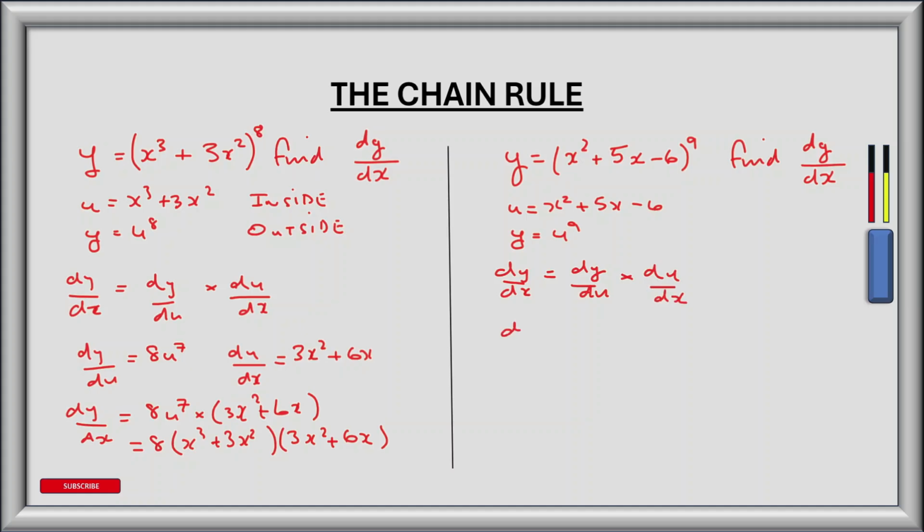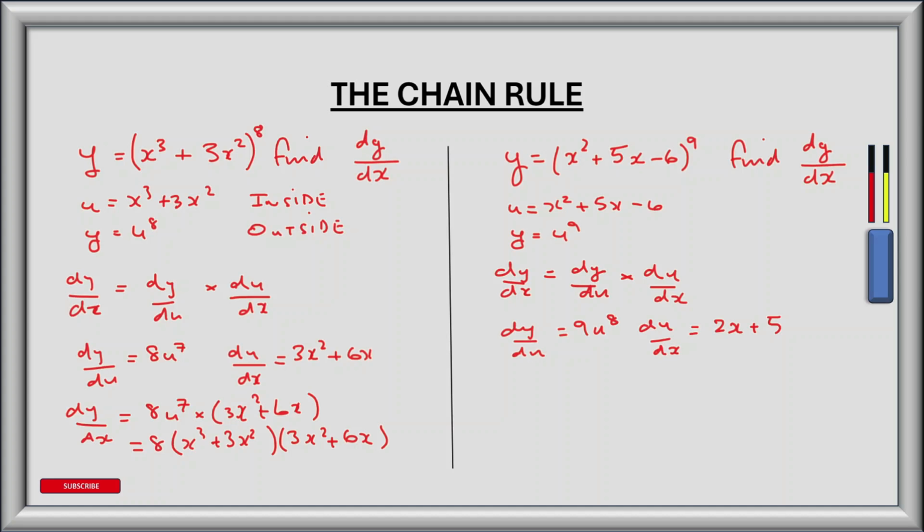So let's first take dy by du. We want to differentiate u to the power of 9, so that is 9u to the power of 8. And du by dx: we need to differentiate x squared plus 5x minus 6. So the derivative of x squared is 2x, plus the derivative of 5x is 5, and the derivative of minus 6 is 0.